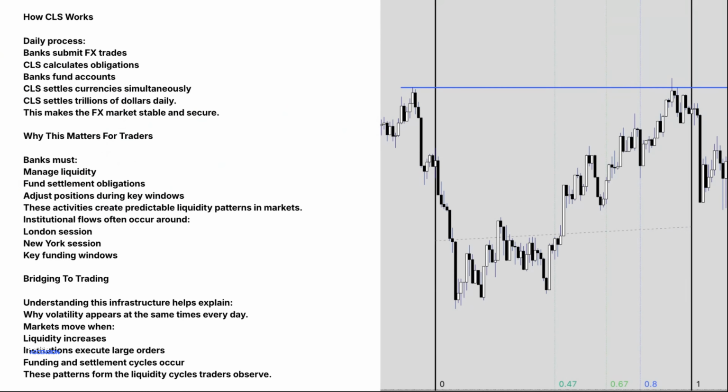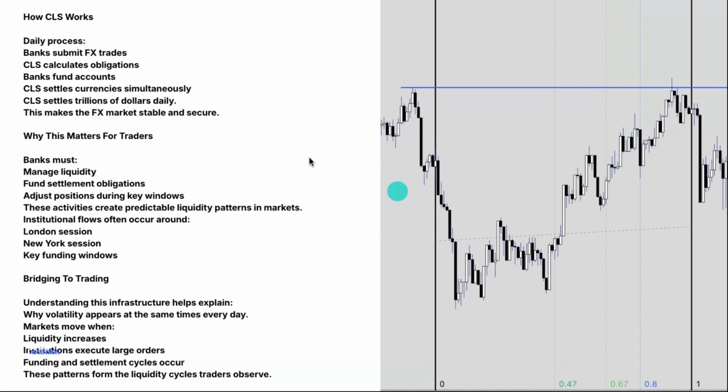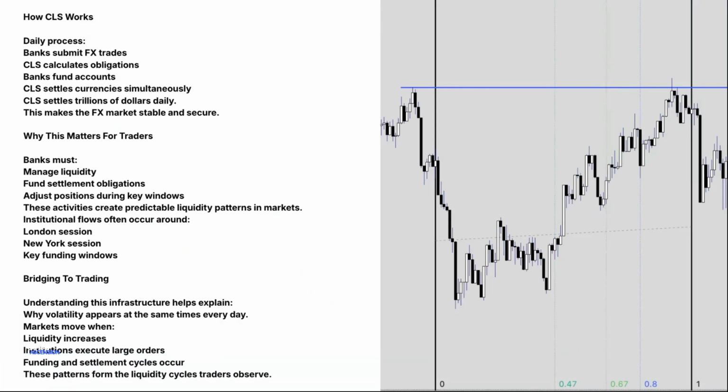So why this matters for us traders is because we actually need to understand this to understand the charts. Without understanding this deeper knowledge, you will never truly understand what moves these candlesticks, and you will be constantly in a frame of thought that you have self-doubt and you don't really know what's occurring on the chart. So banks must manage the liquidity, they must fund settlement obligations, they must adjust positions during key windows. These activities create predictable liquidity patterns in the market, and institutional flows obviously occur around London and New York session. These are the two key funding windows and where most transactions will be settled.